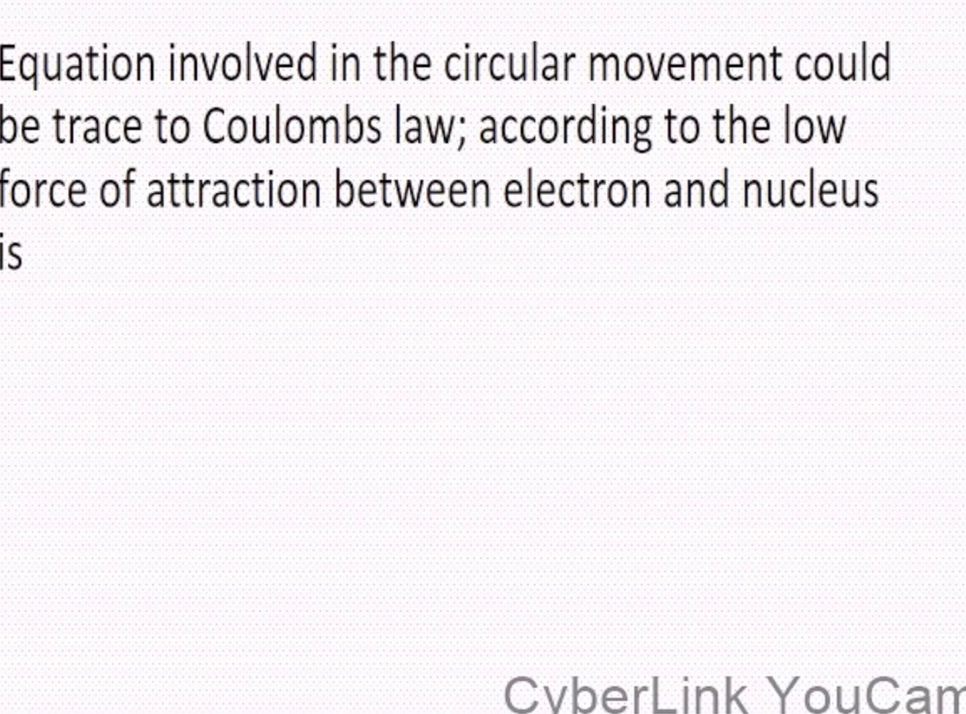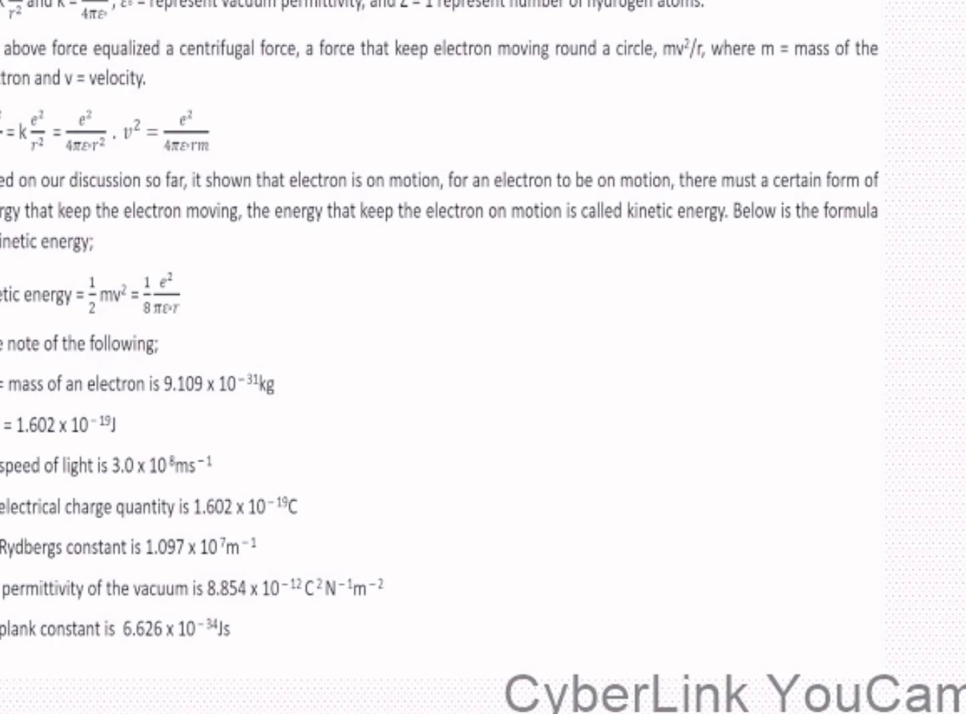According to the law, the force of attraction between the electron and the nucleus is F equals k e squared, which is the equation we have seen here. The epsilon will represent the vacuum permittivity. We have Z, which will represent the atomic number of hydrogen. So the above force equalizes the centrifugal force, the force that keeps the electron moving around a circle, mv squared over r, where m stands for the mass of the electron and v stands for velocity.